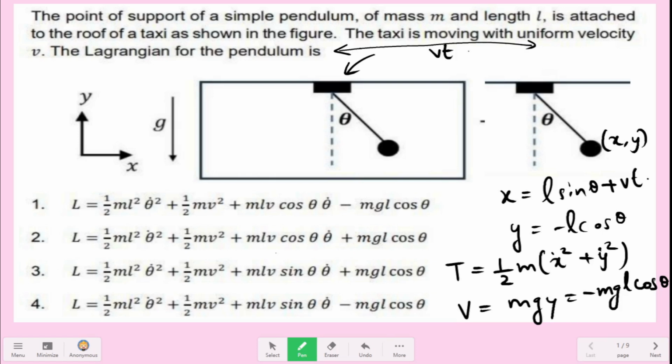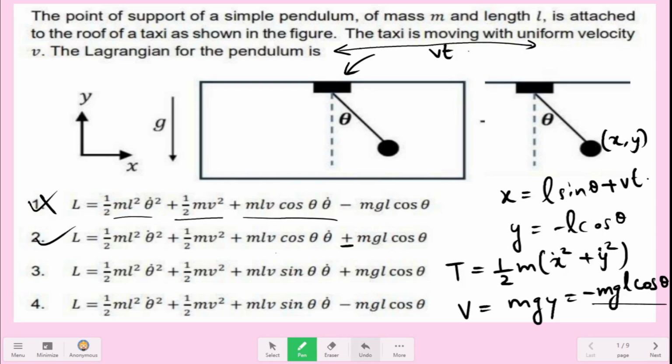Therefore the correct option here is option 1. L is equal to half m L square theta dot square plus half mv square plus mLV cos theta theta dot. No, this is incorrect. Option 2 is the correct answer. Here it is plus. So L is equal to half m L square theta dot square plus half mv square plus mLV cos theta theta dot plus mgL cos theta, because when we minus V, it will become plus mgL cos theta.